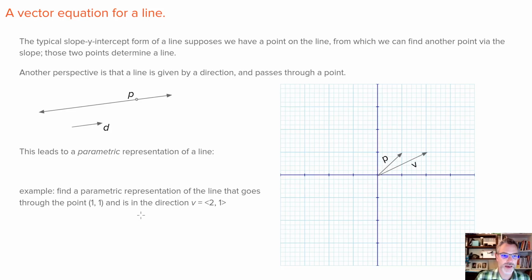So let's start with that vector equation. I'll dive into this example to explain it. Here I start with this point at 1, 1. The line's going to be going through there, and it's going to be in the direction of the vector 2, 1. Okay? So you can imagine adding these 2 together, and I would get this point.